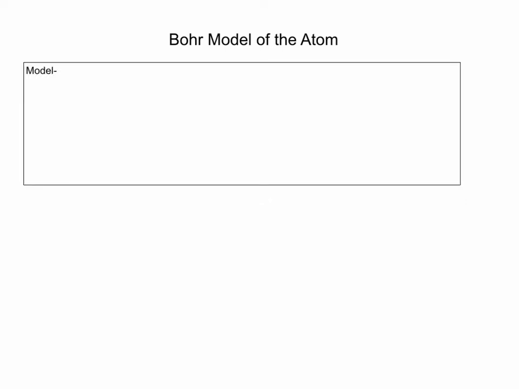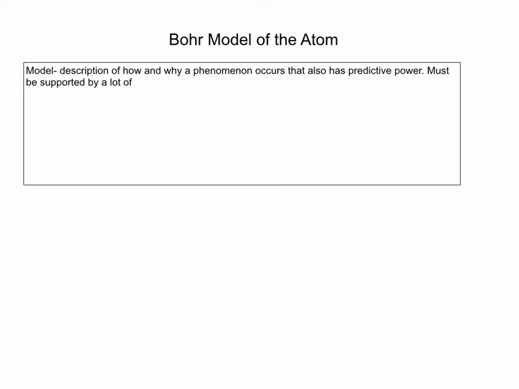Before we can talk about a model, let's review what exactly a model is. A model is a description of how and why a phenomenon occurs that also has predictive power. And these models must be supported by a lot of scientific and experimental evidence. You can't just claim anything as a model. You must have the evidence to support that model.